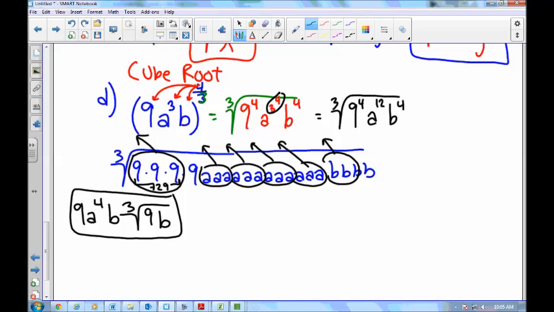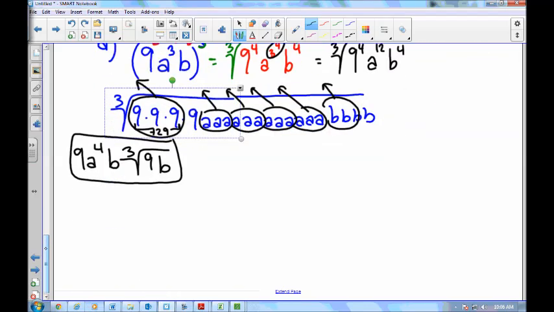The pulling out. Whatever this index is, you're looking for groups of that many. All groups of 9, 3 9s. We have 3 9s, you can pull them out. 3 A's, 3 B's, you can pull them out. This 3 tells you how many are going to be in each group. We're going to try another one. Maybe let's see if it becomes more clear. I guess I'm on E.